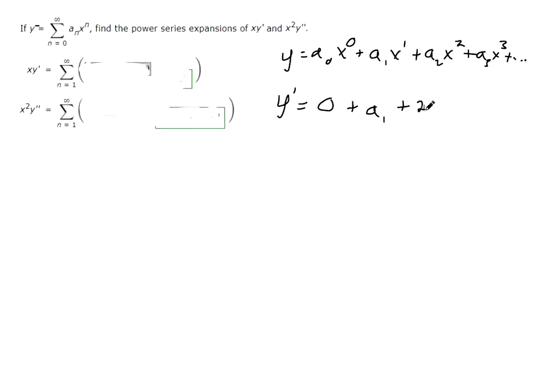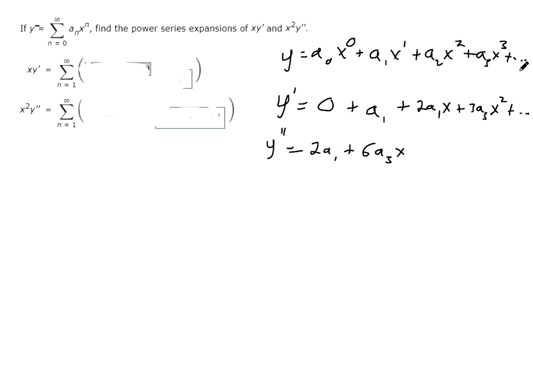Here, the 2 comes down. Here the 3 comes down, and it keeps going. And we need to also know something about the second derivative, so while we're here, let's do that. Take a derivative of this term, that's just 0. The derivative of this term, that's 2a sub 1. Derivative of this term, that's going to be 6a sub 3 x to the first.